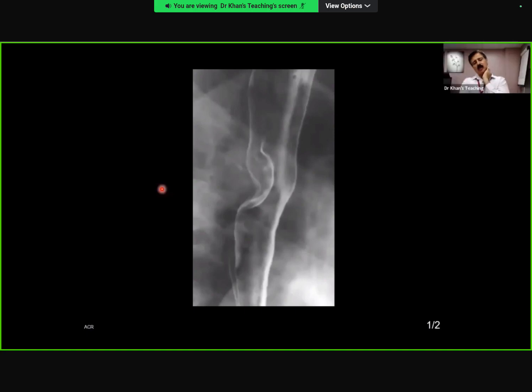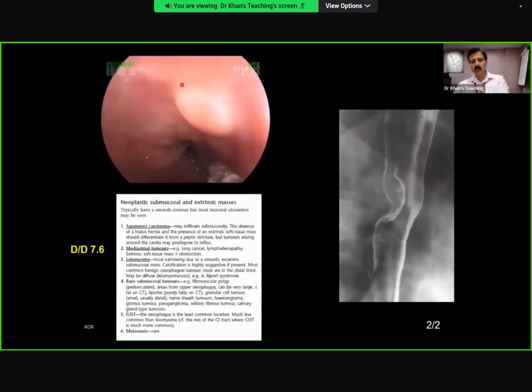Okay, debate. The debate is, you have said extrinsic impression. I will take it. I will not disregard it. But the debate is, can it be sitting within the wall and projecting into the lumen? What about this idea? Because the contrast is still coating the esophageal wall. So the hypothesis is that something is sitting within the wall, and then it is projecting into the lumen and giving you this kind of appearance. Do you see this idea?